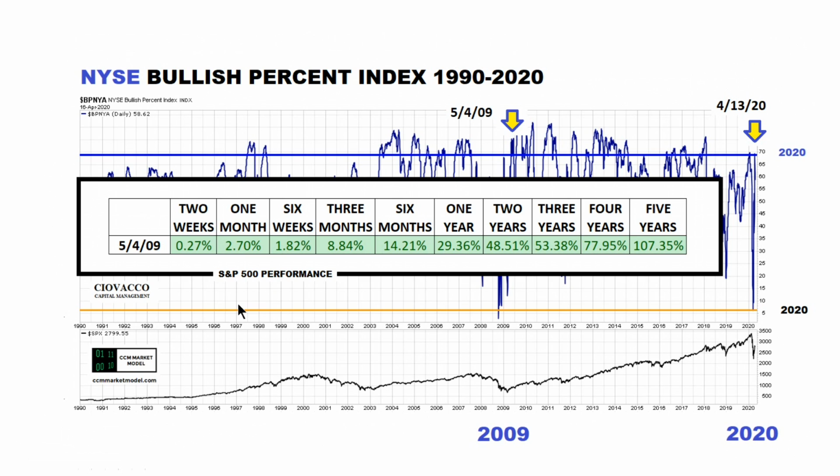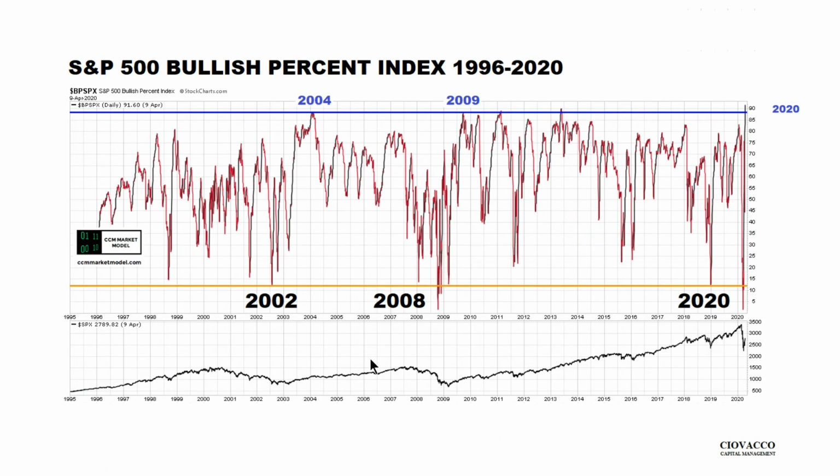First chart was a NASDAQ 100. This is NYSE. Anything else? Yes, similar situation, S&P 500, bullish percent index. We're looking at all of the data that we have back to 1996. A move like this, similar to what happened 2002, 2004, 2008 to 2009.